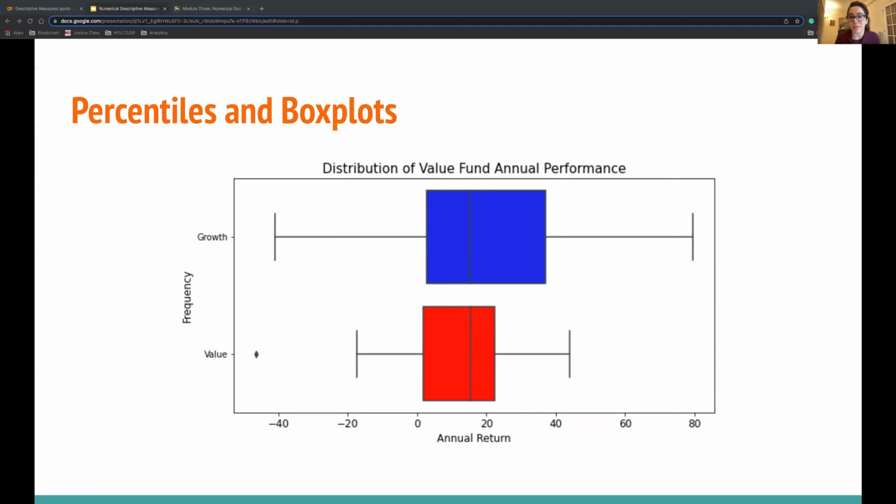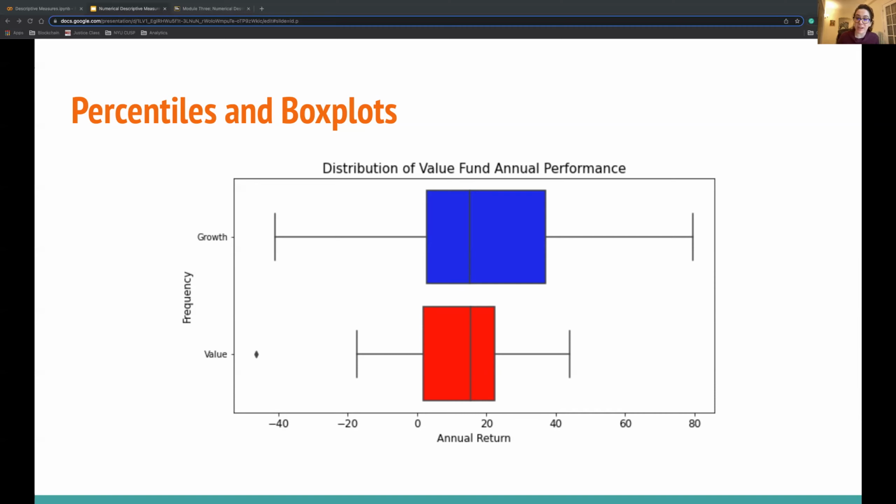Here's the same example data from the growth versus value fund, now visualized by the percentiles using a box plot. We see the median, which is the middle line, is actually the same between the two funds. But it's really this distribution, the edges of the whiskers from the plot, that show the range of values. Notice for the value, we have a diamond that shows the outlier we saw before in the histogram. That is not included in the percentile calculation automatically.